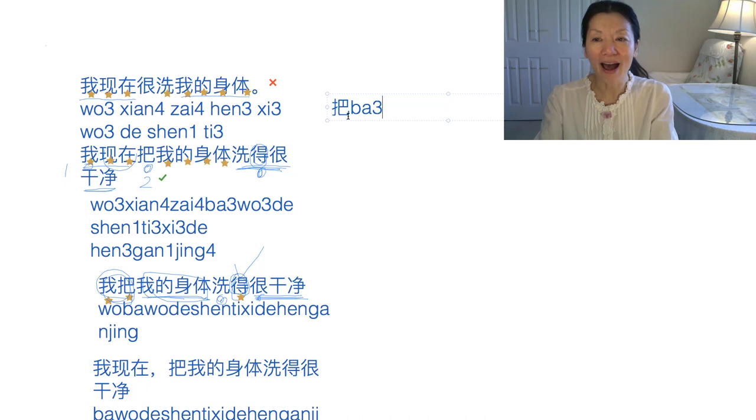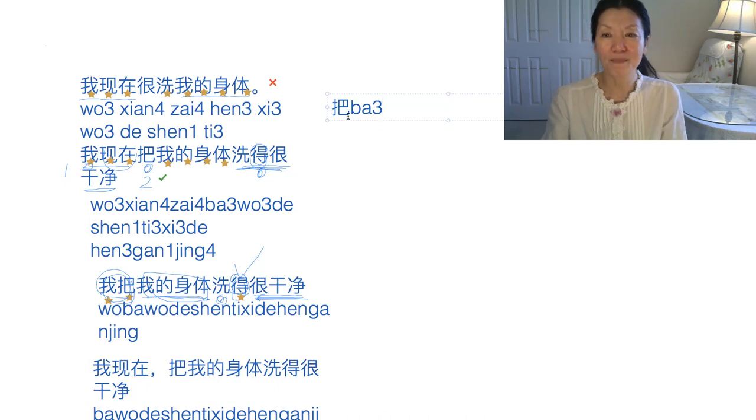Second meaning of 把: something that has a handle. We use 把 as a measure word. One umbrella, 一把雨伞. A pen, 一把笔. The chair, you can hold, 一把椅子. Again, we'll come back here. A second meaning of 把 in that case is hold something.